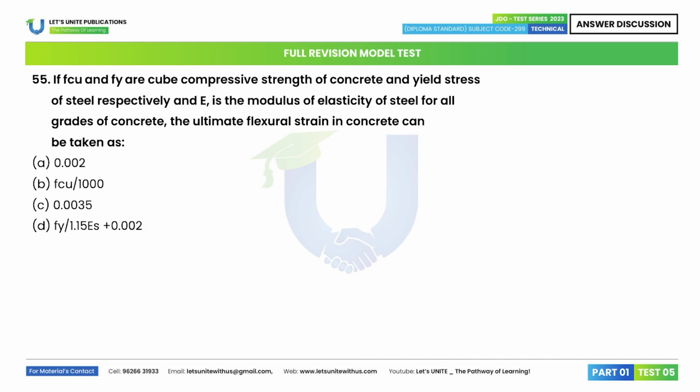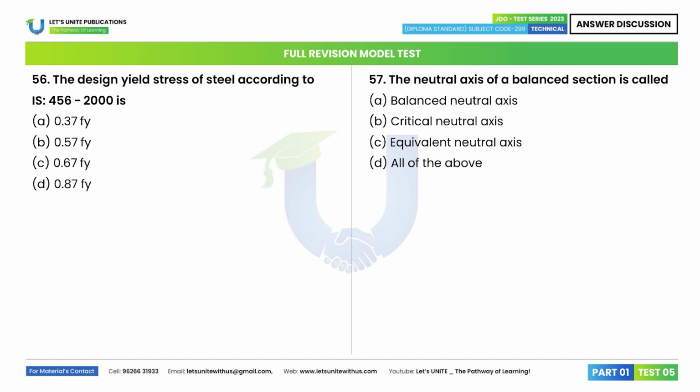Option C. 55th question. If fcu and fy are cube compressive strength of concrete and yield stress of steel respectively, and E is the Young's modulus of elasticity of steel, for all grades of concrete, the ultimate flexural strain in concrete can be taken as 0.0035. Option C correct answer. 56th question. Design yield stress of steel according to IS 456-2000 is 0.87 fy. Option D. Next 57th question.